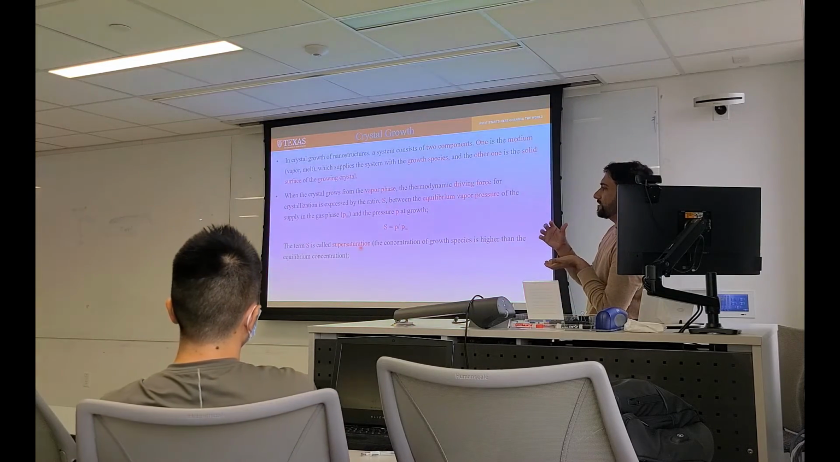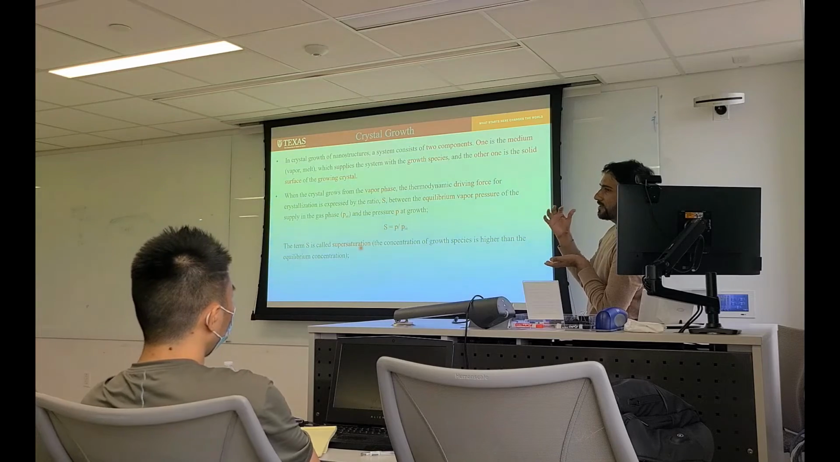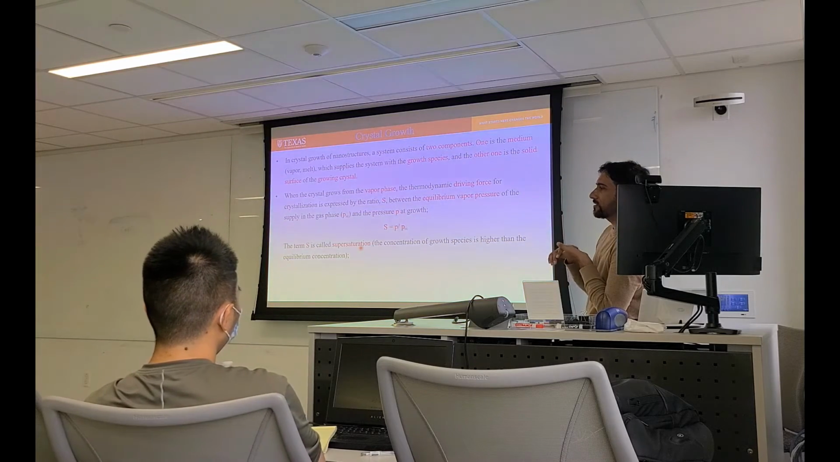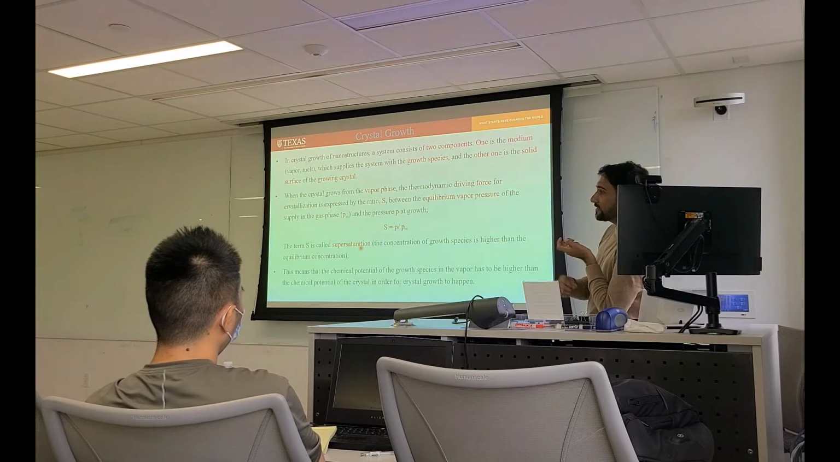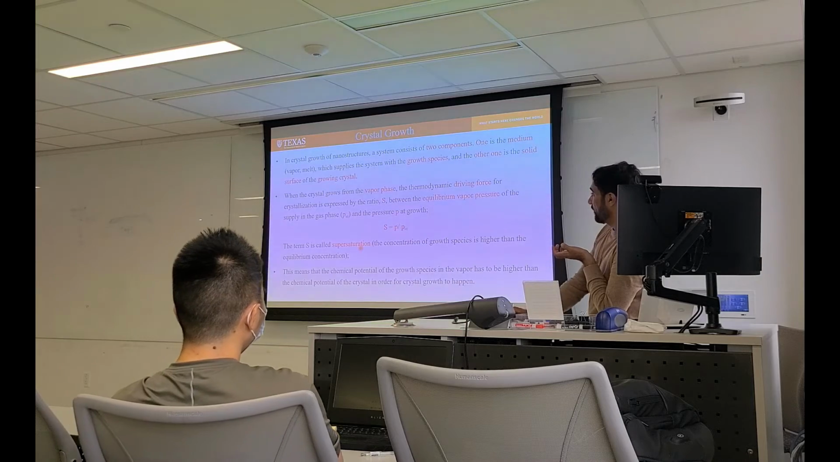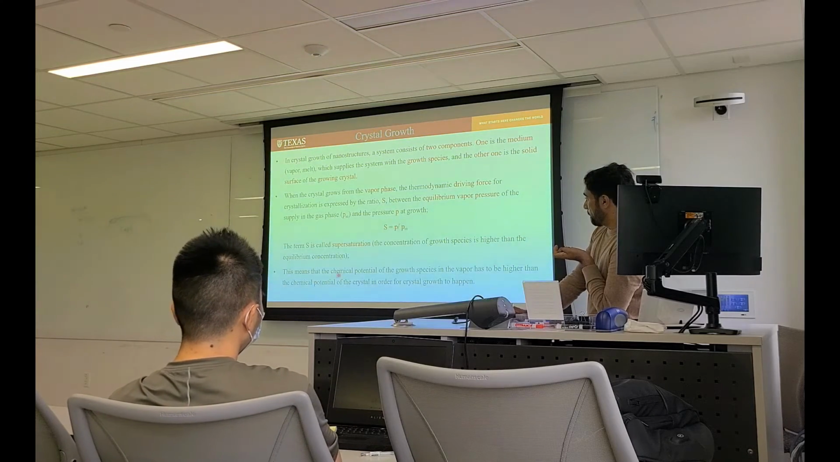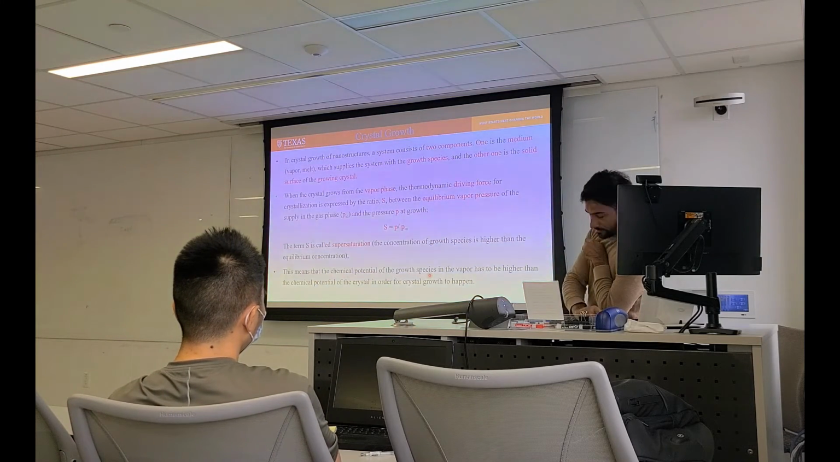The density of precursors above the substrate should be higher. The chemical potential, I don't know if you know about the chemical potential. So the chemical potential of the vapor phase should be higher than the solid surface. In that case, your crystal will be grown, otherwise desorption will happen. So yeah, I already have mentioned this.